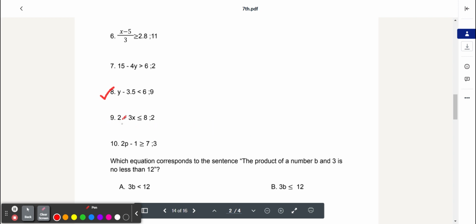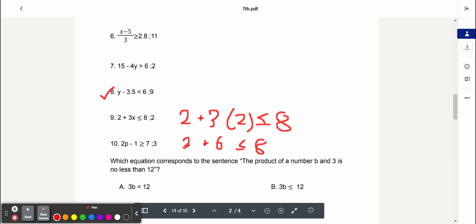Then for number 9, 2 plus 3x is less than or equal to 8. And they give us 2. So 2 plus 3x, and x is 2, is less than or equal to 8. We do PEMDAS, so multiplication comes first before we add. So it will be 2 plus 6 is less than or equal to 8. And 2 plus 6 is obviously 8, is less than or equal to 8. And 8 is indeed less than or equal to 8. The equal is an important part here. So number 9 is also yes.